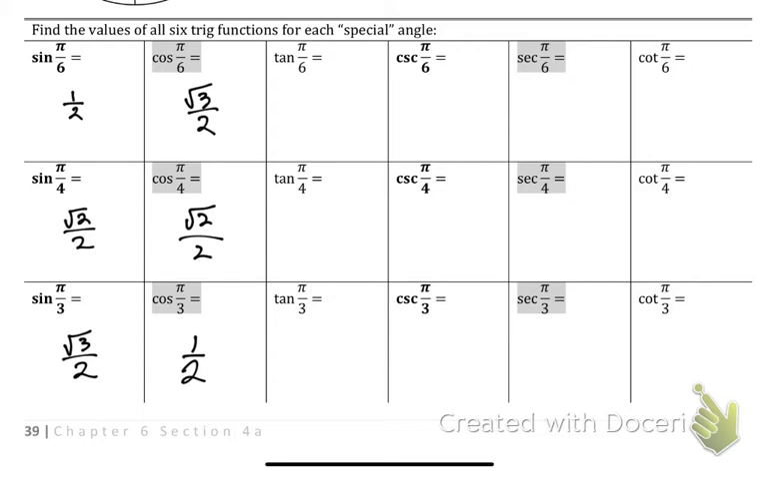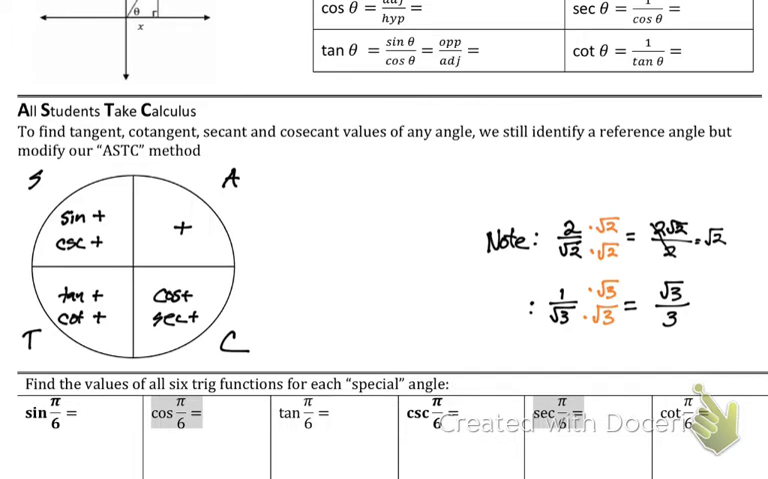Tangent is going to be sine over cosine. Sine over cosine is going to look like this. And in fact, I'm going to come up here and put a little arrow right here, that this is sine over cosine. It'll be sine of pi over 6 over the cosine of pi over 6. Well, sine of pi over 6, we said, was 1/2. The cosine was square root of 3 over 2.